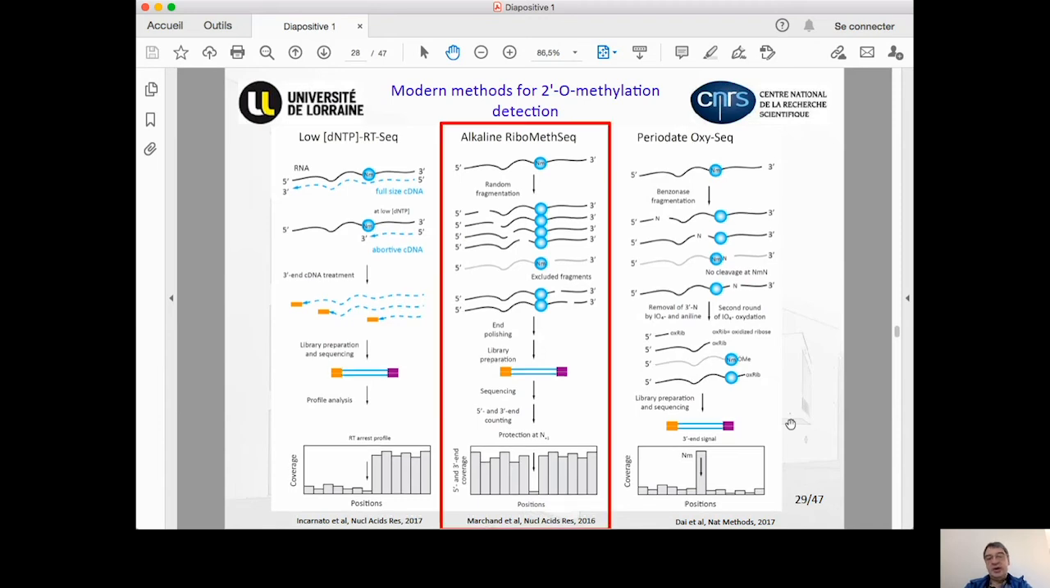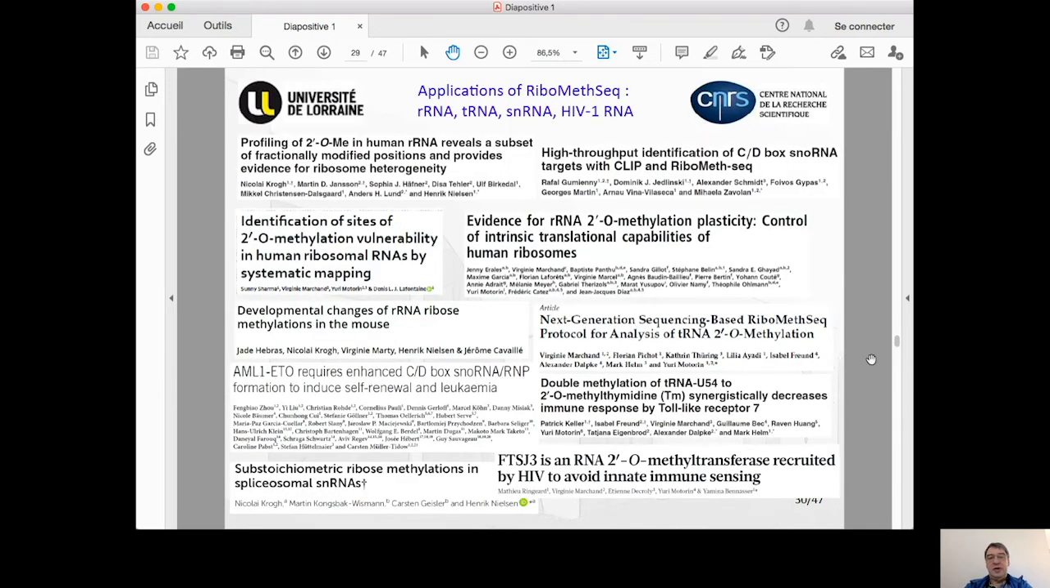We are mostly using alkaline RiboMeth-seq in our project, since this method also provides quantitative estimation or measurement of modification level. RiboMeth-seq was successfully applied for very different projects, ranging from analysis of ribosomal RNA, tRNA, small nuclear RNAs, and viral RNAs for HIV, and in all cases was very helpful for quantification and mapping of modified Nm residues.